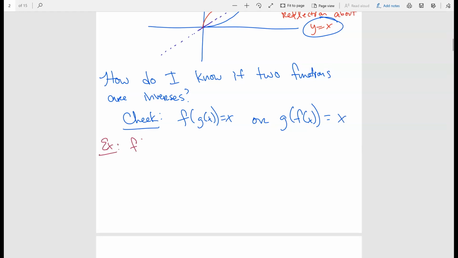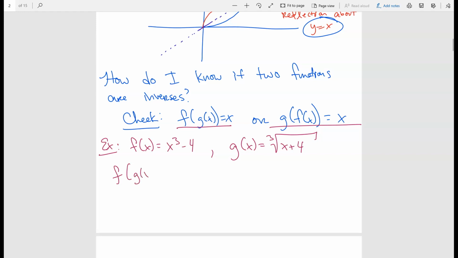So let's say we had f of x is equal to x cubed minus 4, and let's say you had g of x is equal to the cube root of x plus 4. Are these guys inverses or not? One way that we can check, we can either check this guy or we can check the other one. It doesn't matter. So I'm going to check this guy, f of g of x.